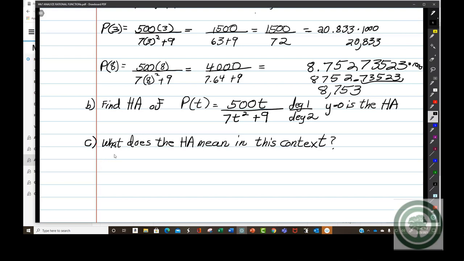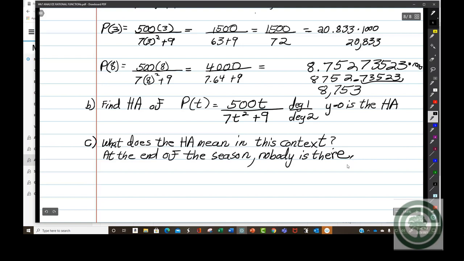It means that when your season is all done, at the end of the season, nobody is there. That's what it means. That's why people really need the horizontal asymptotes. They need the rest of it too, but they need the horizontal asymptotes to find out what is the tendency of this pattern after a long time.